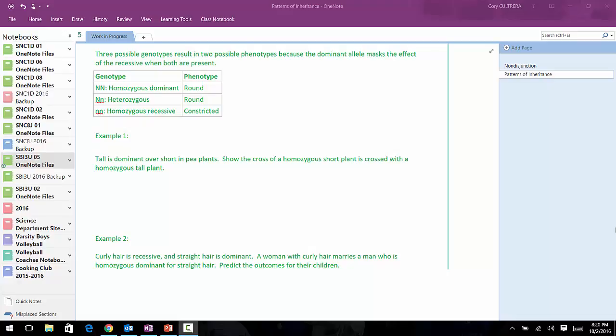Okay, so hopefully Mendelian genetics is making sense for you guys. I decided to make a video to show how to do these two examples, so hopefully it's clear how to do it step by step. So we'll start with example 1.